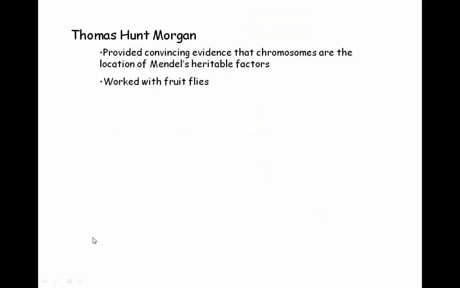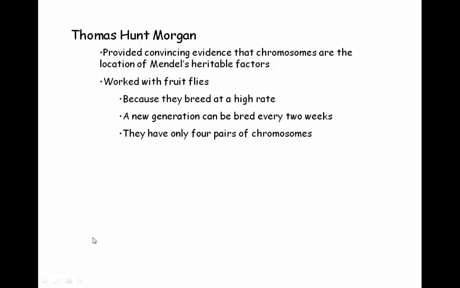Now, Thomas Hunt Morgan did a lot of genetics work as well, so he continued a lot of Mendel's experiments, except that he worked with fruit flies. He had a lot of good reasons for working with fruit flies. Many of them were similar reasons to why Mendel was working with his garden peas. First off, they bred at a very high rate, and they had a very quick generation time. So he was able to produce a new generation every 2 weeks.